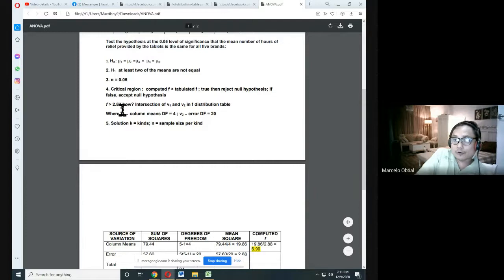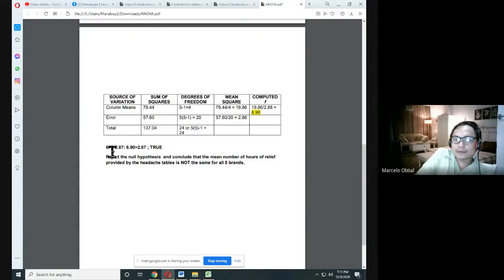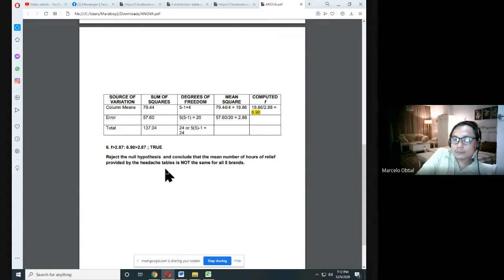Is it true or false? That's a question. So, I placed it in step number 6. 6.9, is it greater than 2.87? True. Remember, when it is true, we need to reject the null hypothesis. That is why our conclusion here is to reject the null hypothesis.